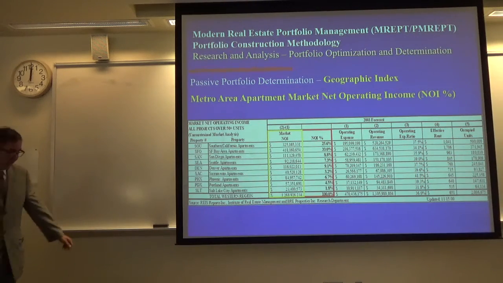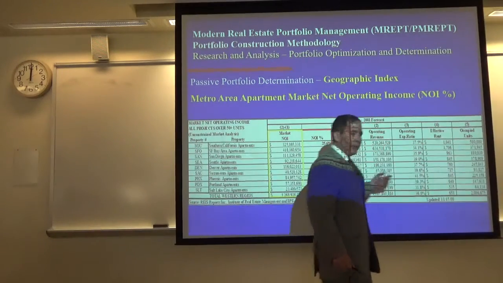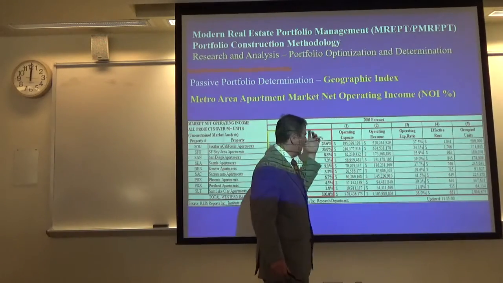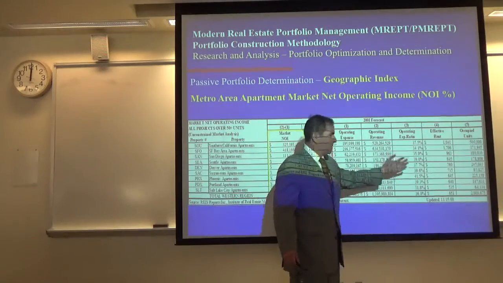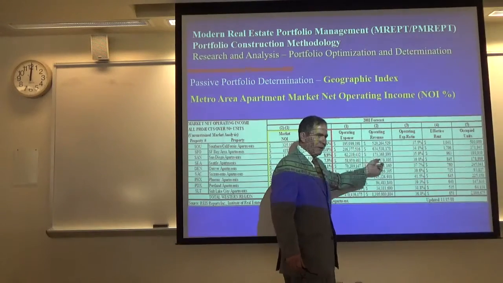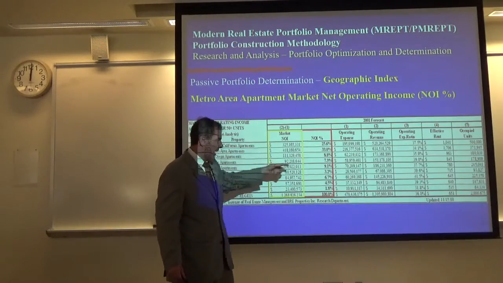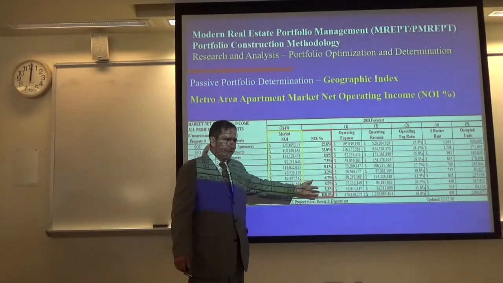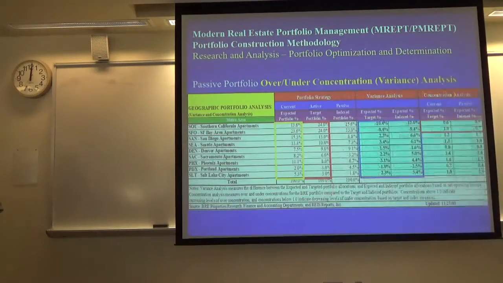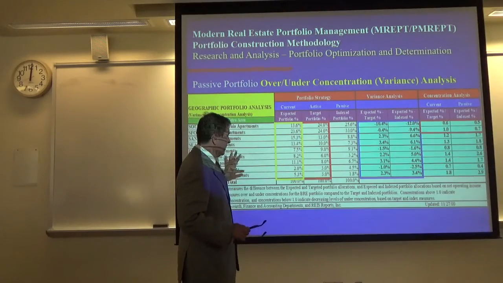Then what we did was a passive approach, where I basically found occupied units for apartments for each one of these metros, multiplied it by the effective rent to get the total operating revenue. I also found an expense ratio, multiplied the expense ratio by the operating revenue to get the expenses. Revenues minus expenses gives you NOI. Once we get the NOI, we sum it up and divide them back. Here's the passive approach and the passive weights for management to target.